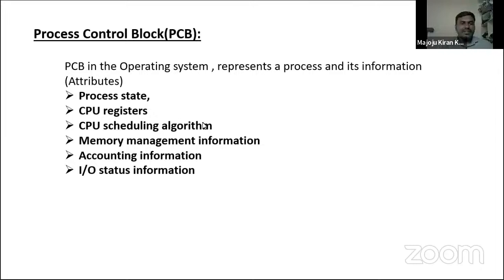And the CPU scheduling algorithm. The process may be using different types of scheduling algorithms, either FCFS, round robin, preemptive or non-preemptive. What kind of scheduling algorithm it is using now, that information is there in the CPU scheduling algorithm.